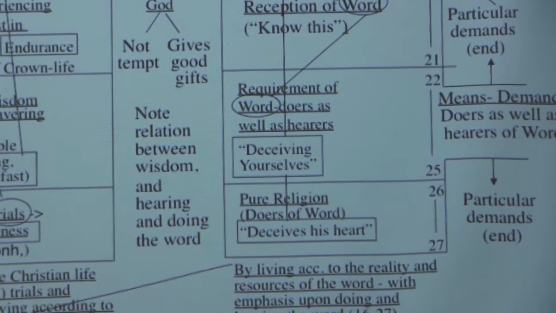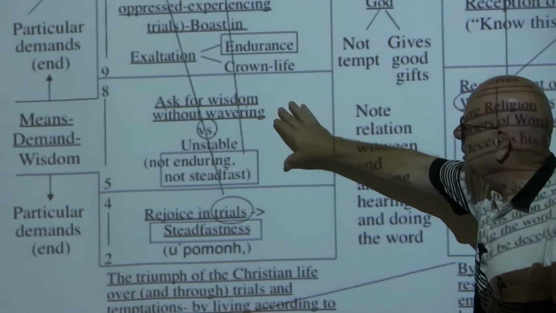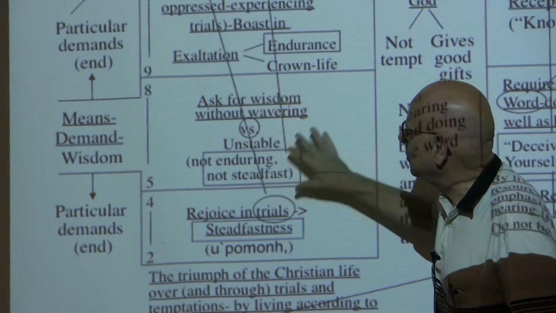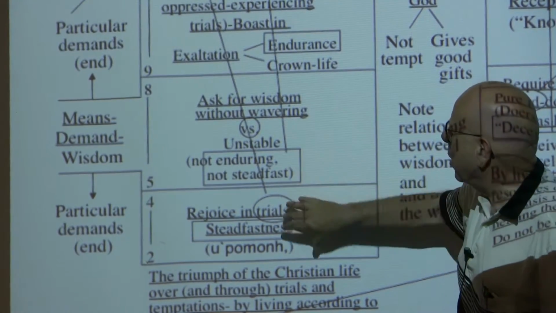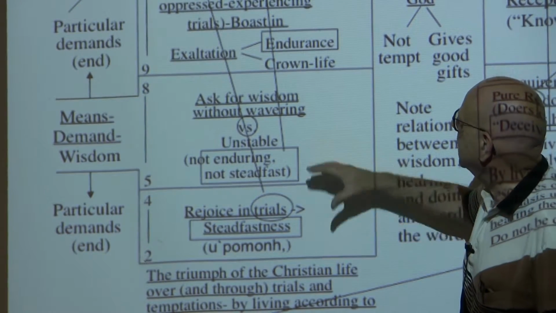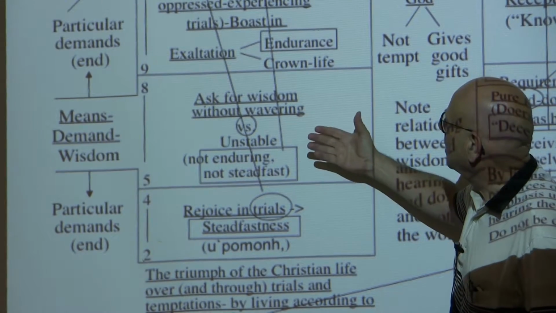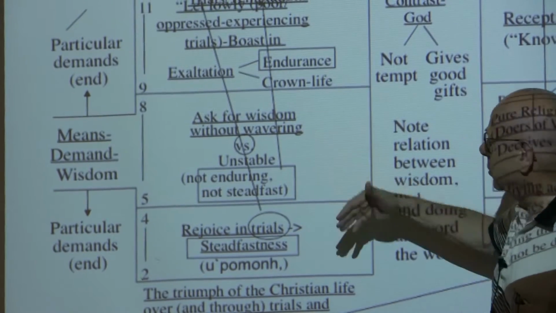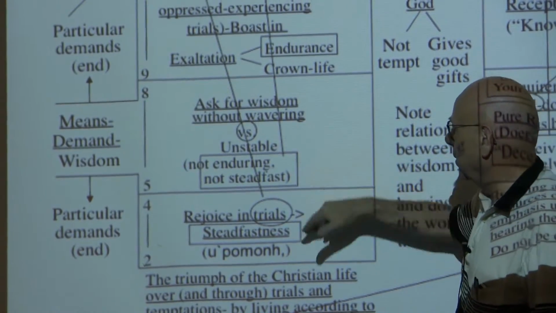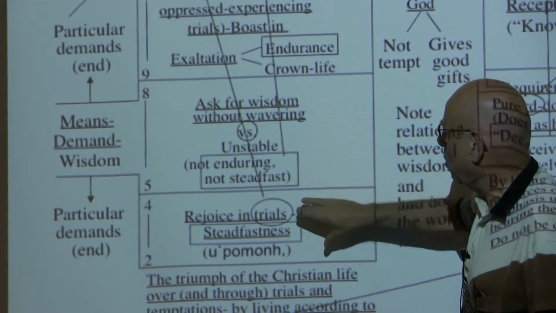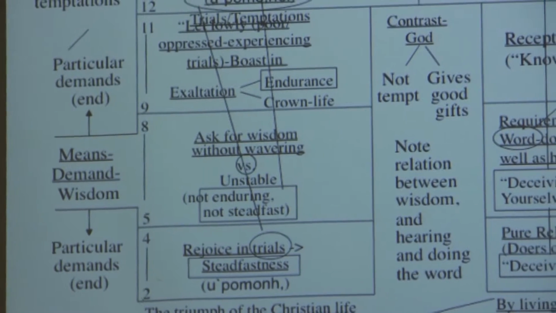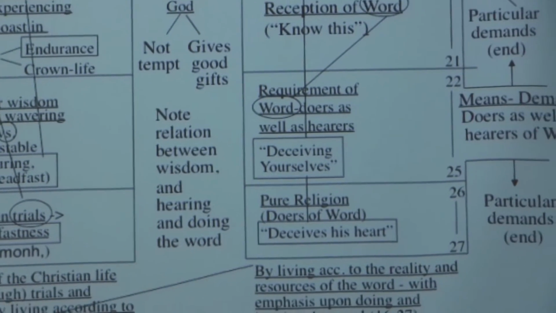This is suggestive, then, that in this first portion of James 1, wisdom is the means for responding appropriately to trials and temptations and, of course, is the means of the kind of steadfastness that is required in the surrounding paragraphs here in this first portion of chapter 1.